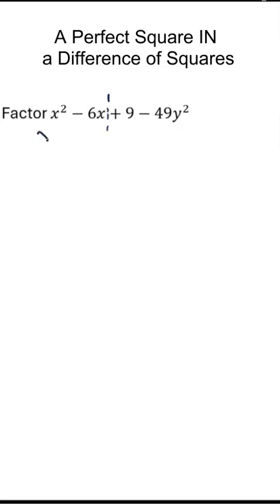So now to this last situation. We have four terms, and so the first thing we try to do is factor by grouping. Unfortunately, this doesn't work here. The x minus 6 is not the same as 9 minus 49y squared. So what we have to do is use an alternative strategy.